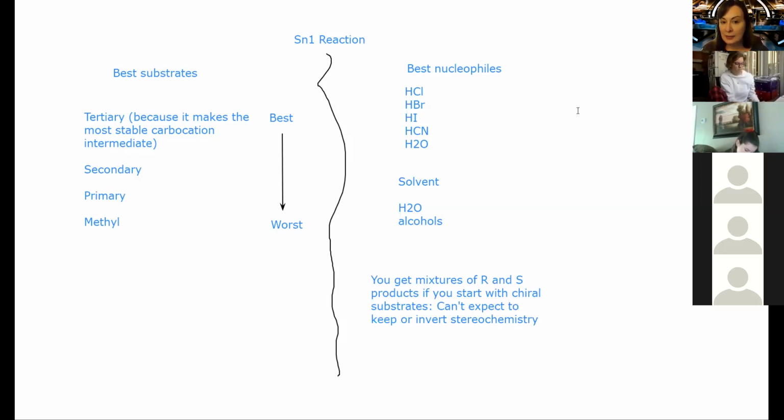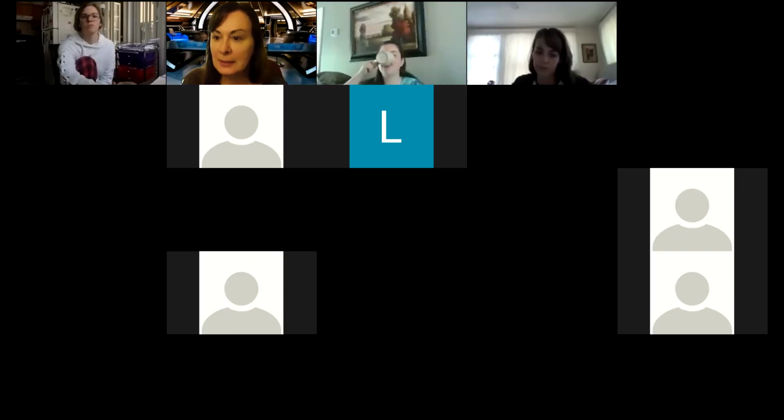You could be asked to decide if a reaction is going to go through an SN1 mechanism or an SN2 mechanism, depending on the conditions that we give you. And in order to do that, you will have to check the nucleophiles, you will have to check the solvent, and you will have to check the substrates. All of those things are going to help you make a decision. Okay? We got that? Okay. I'm going to stop sharing for a second just to make sure that I don't miss anything.